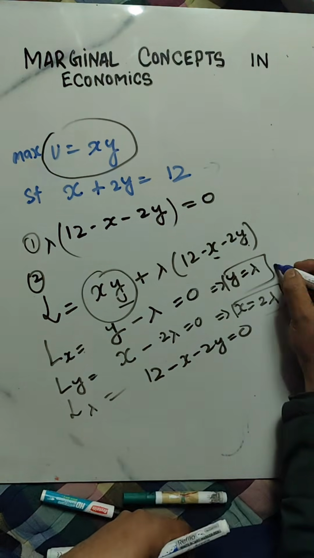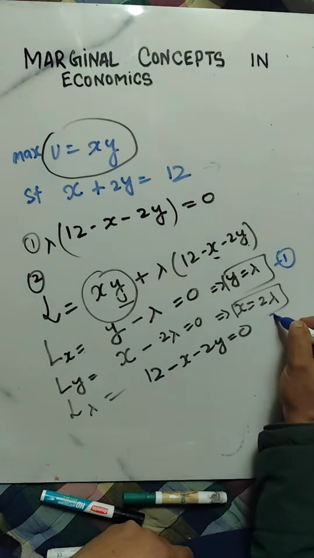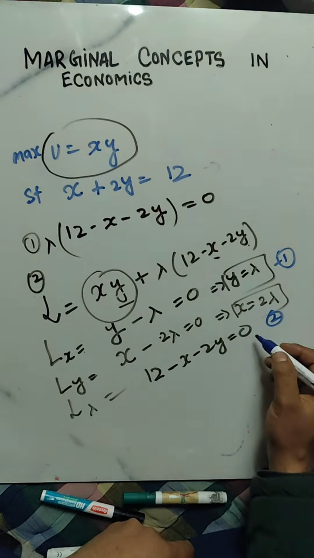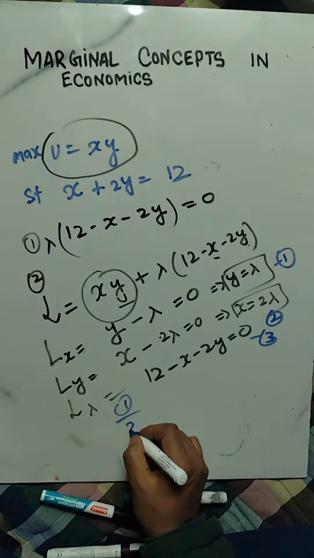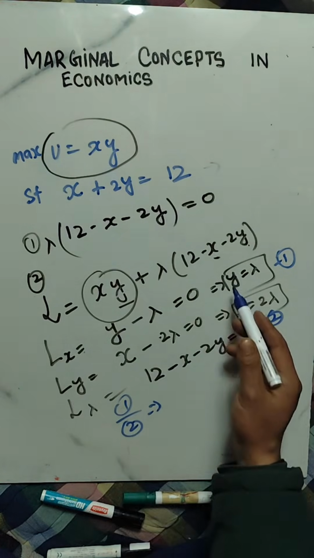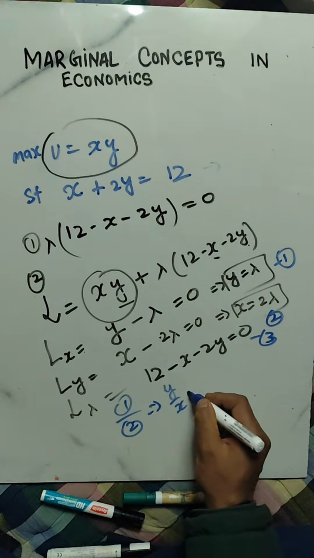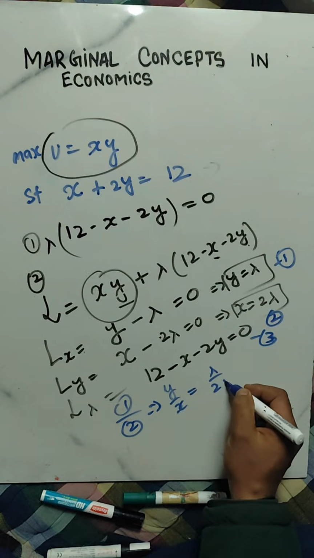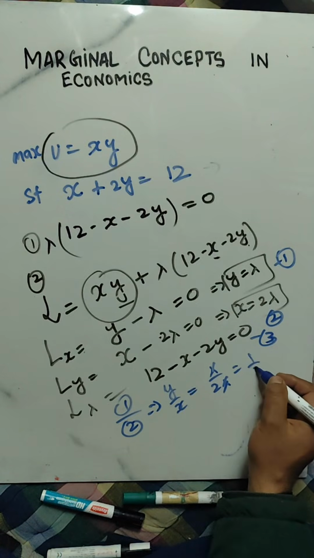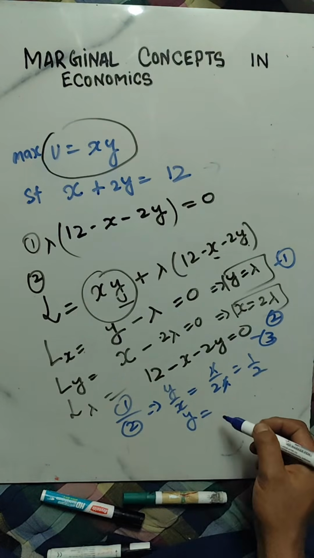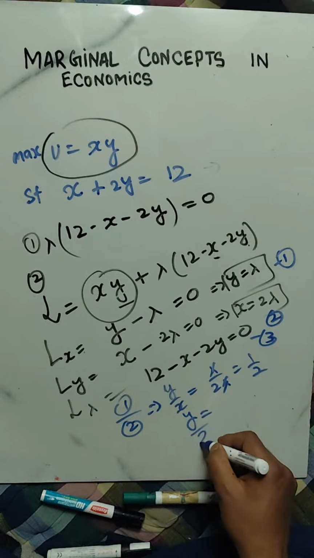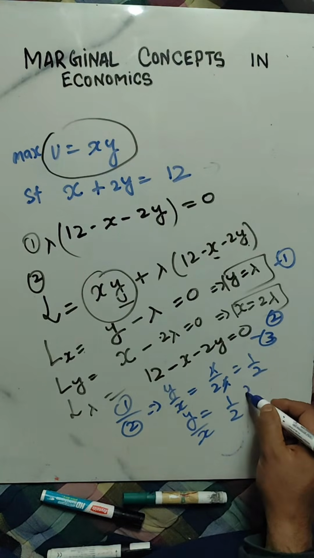Let us suppose this equation is first, this is equation second, and this is equation third. Dividing equation first by equation second gives us y upon x is equal to lambda upon 2 lambda. Lambda gets cancelled, we are left with 1 upon 2, so we get again the same result that we got earlier. y upon x is equal to 1 upon 2, or x is equal to 2y.